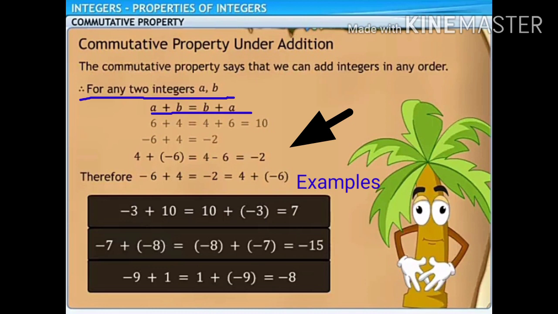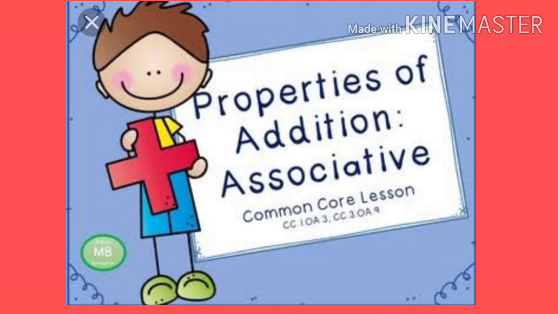Hence, even if the order of adding integers changes, it does not make any change to the sum. This property is known as commutative property. Note it down. I have given some examples. Next one is associative property.